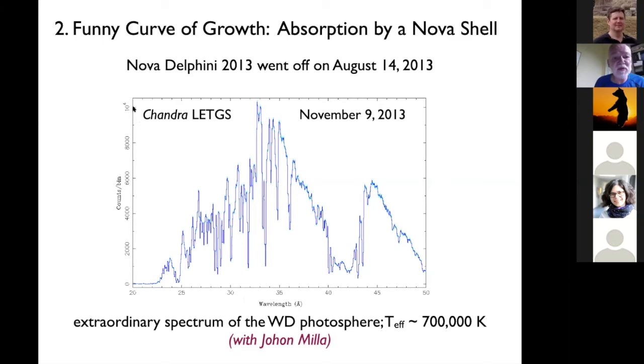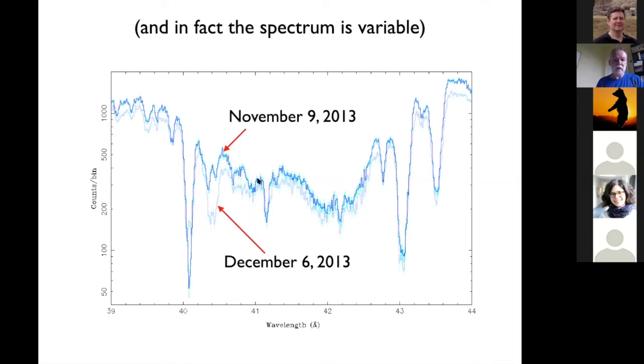I've binned it up. You can see it's 10,000 counts per bin over here, right? This is a beautiful set of data to work with. So the spectrum is actually variable. If I overlay two spectra taken in November and in December of 2013, so roughly 4 months after the nova eruption, you can see that the spectrum changes from November to December.